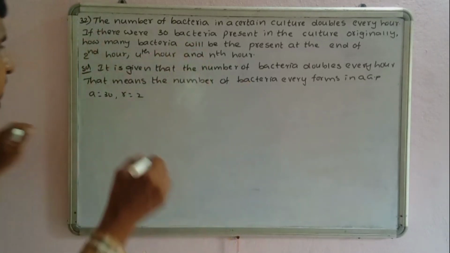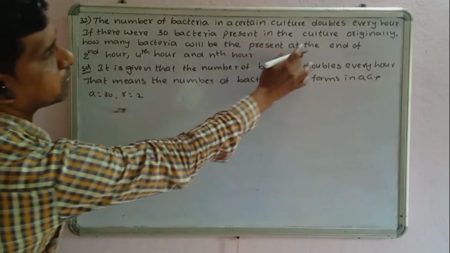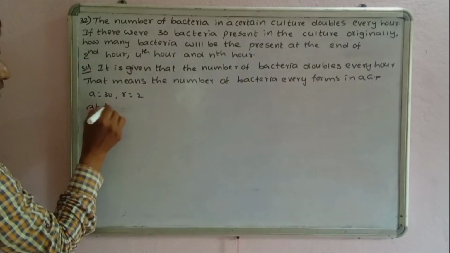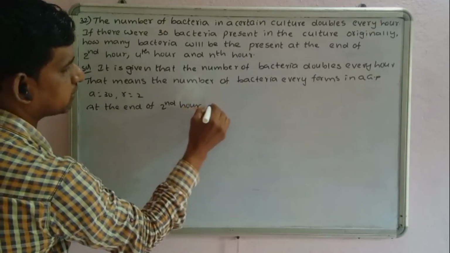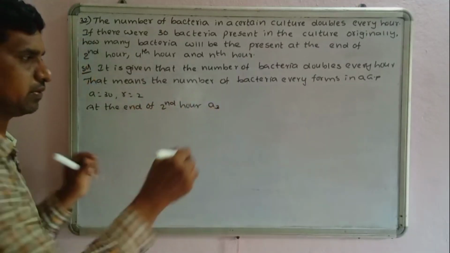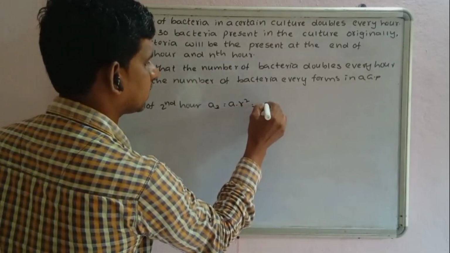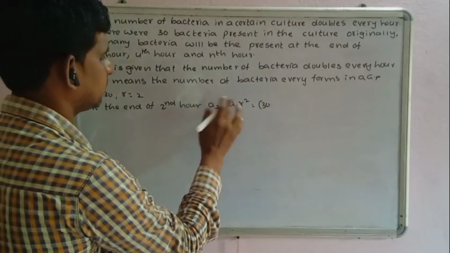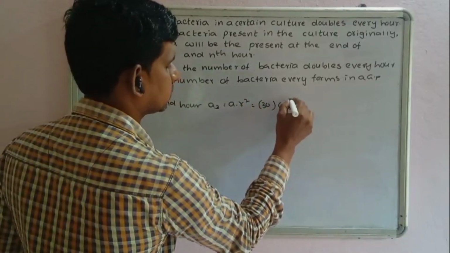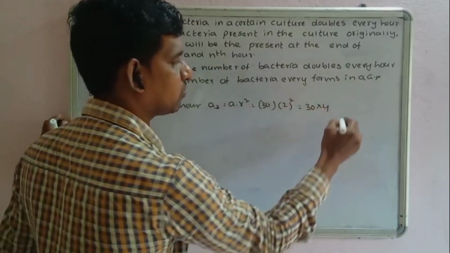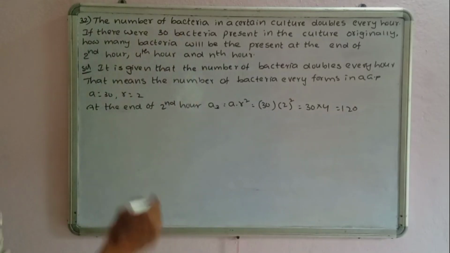After the second hour is nothing but second hour completed, I mean a2 completed, so a3. At the end of the second hour is nothing but a3. So a3 equals a times r square. a value 30, r value 2 square. So 30 times 2 square, value 4; 4 3s are 12. After the second hour, the number of bacteria is 120.